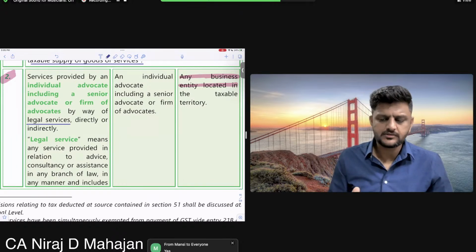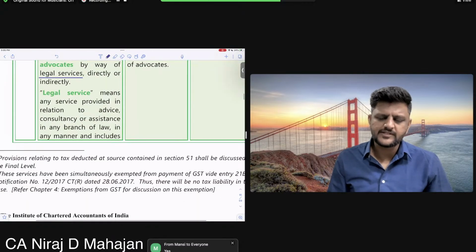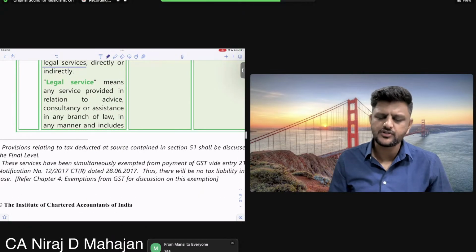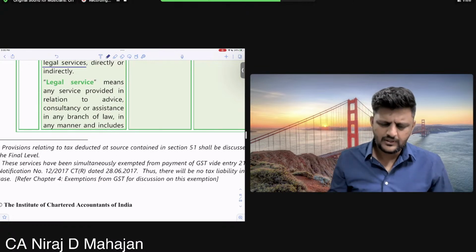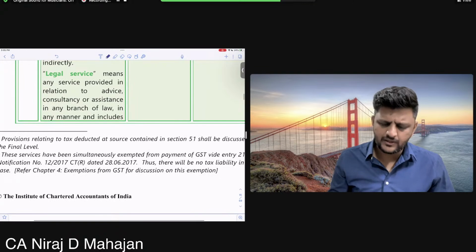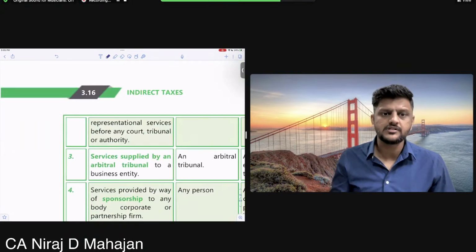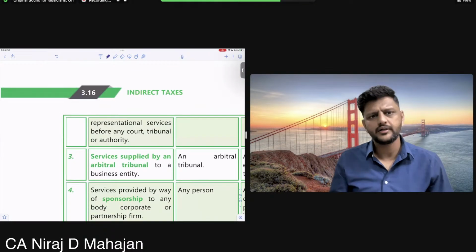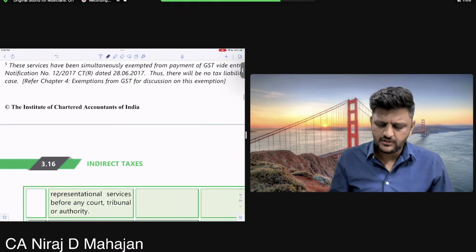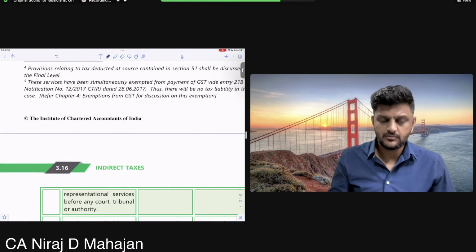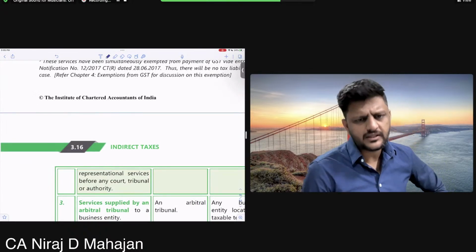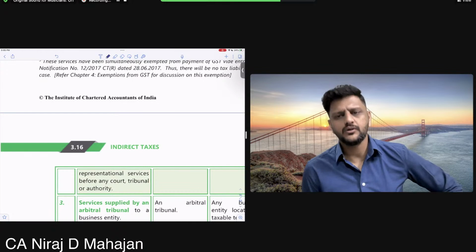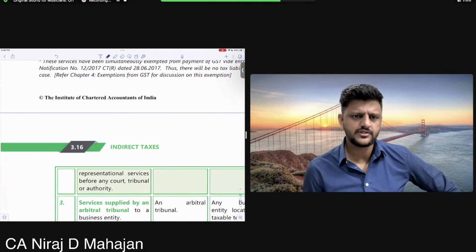The suppliers: individual, senior advocate, firms. Okay, that's fine. Legal service means any service in relation to advice, consultancy, or assistance in any branch of law, any field of law, in any manner, and includes representational services before any court, tribunal, or authority. Did you understand the meaning of the last wordings? Representational services before any court means obviously representing the client in the court. That is representational services.